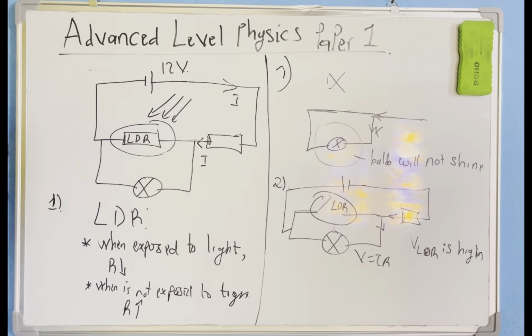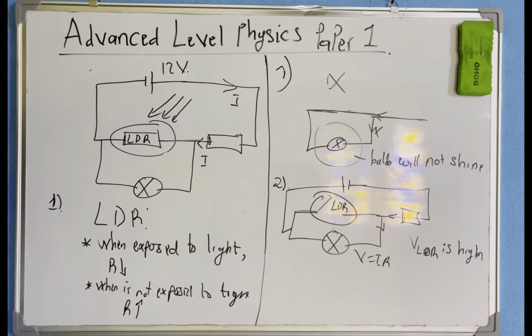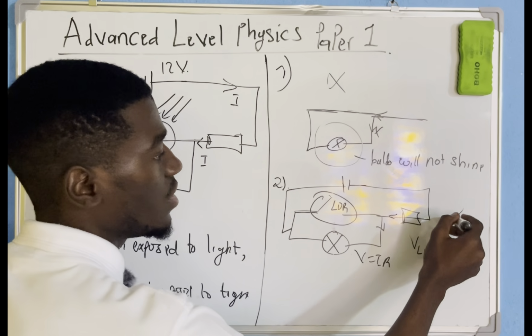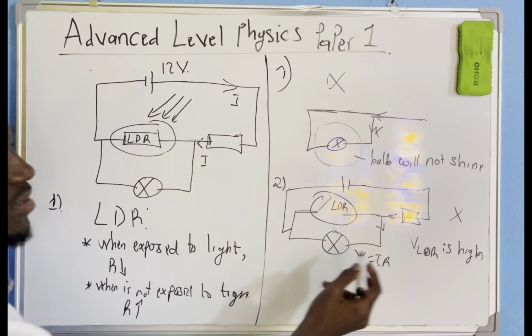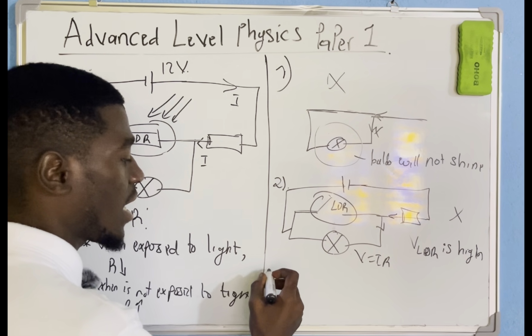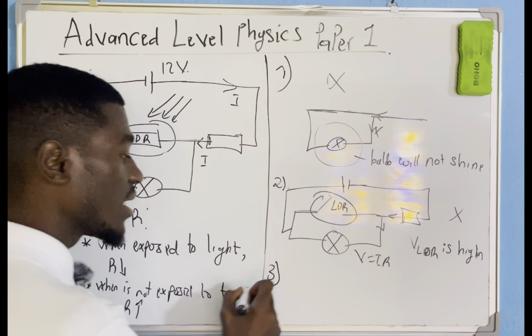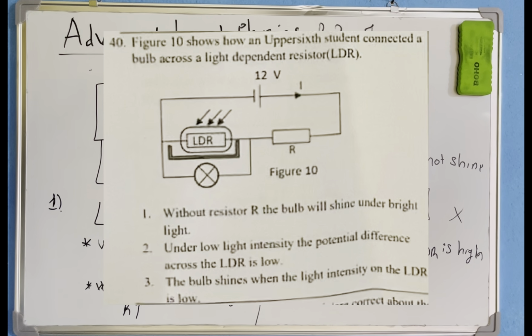Let me verify. Under low light intensity, the potential difference across the LDR is low, making the statement wrong, because the potential difference across the LDR is rather high. Now, statement 3. The bulb shines when the light intensity on the LDR is low.